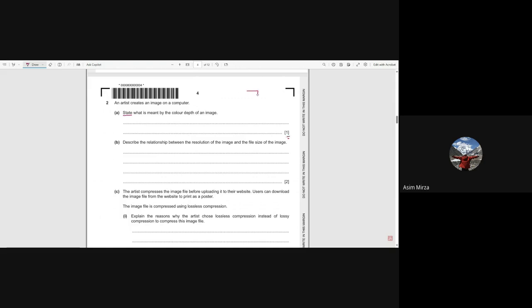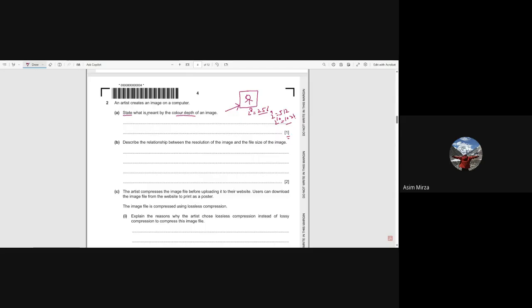Say, for example, we have this image. What is meant by color depth of that image? Color depth means how many colors are in this picture. So that depends on the number of bits. For a colorful picture, you have at least 2 to the power 8, and that gives you 256 colors. 2 to the power 9 gives you 512. 2 to the power 10 gives you 1024. So the number of colors is directly dependent on the number of bits.